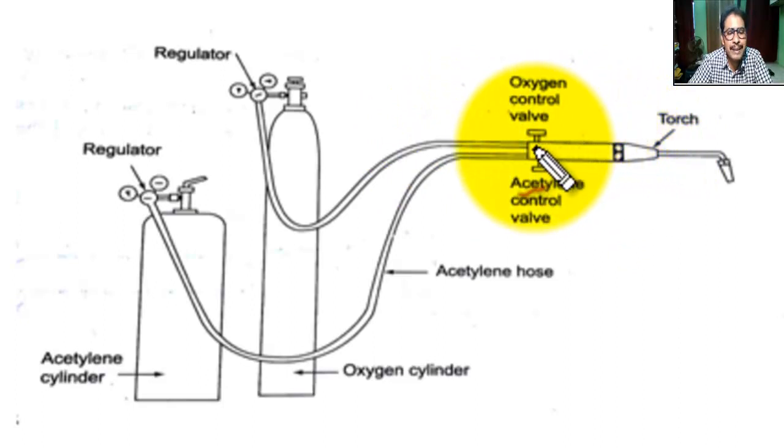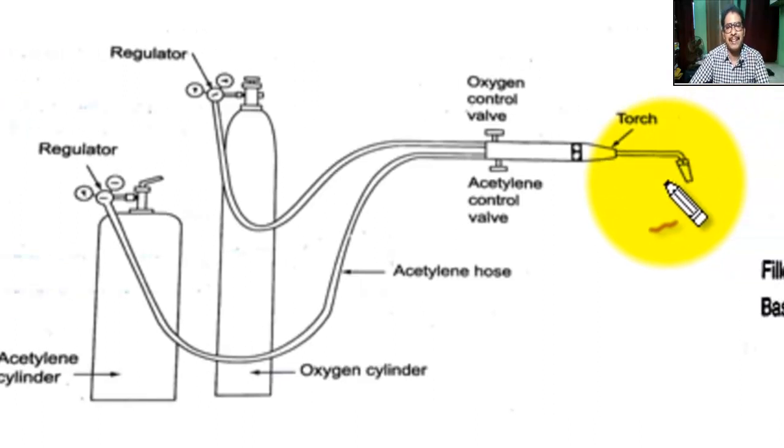This is the welding torch. Here a suitable amount of acetylene and oxygen are mixed as per requirement. This is the oxygen control valve. This is the acetylene control valve. This is the tip of the welding torch.